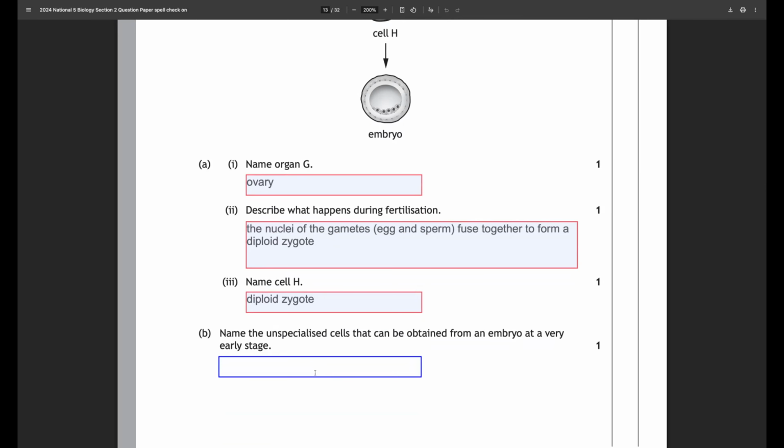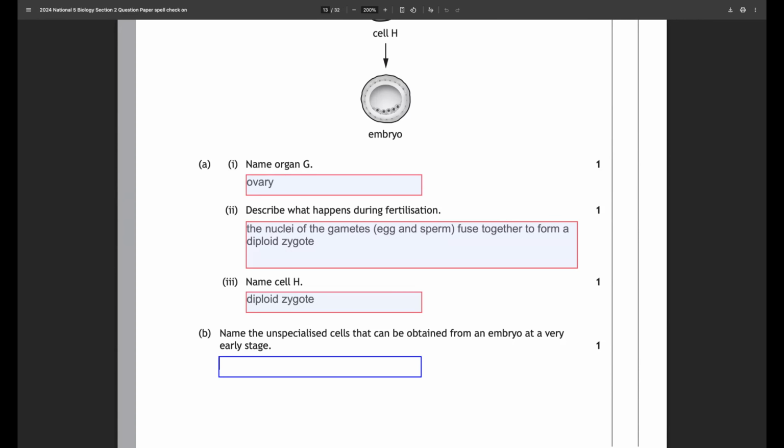Why do I keep writing diploid zygote? Because it reminds me that it's a diploid cell. And it's important, I think, that we use diploid and haploid before the cell types as often as possible, because when you get a question about diploid and haploid, it will remind you which is which. Okay, it's a bit of extra detail, but it will help you in the long run.